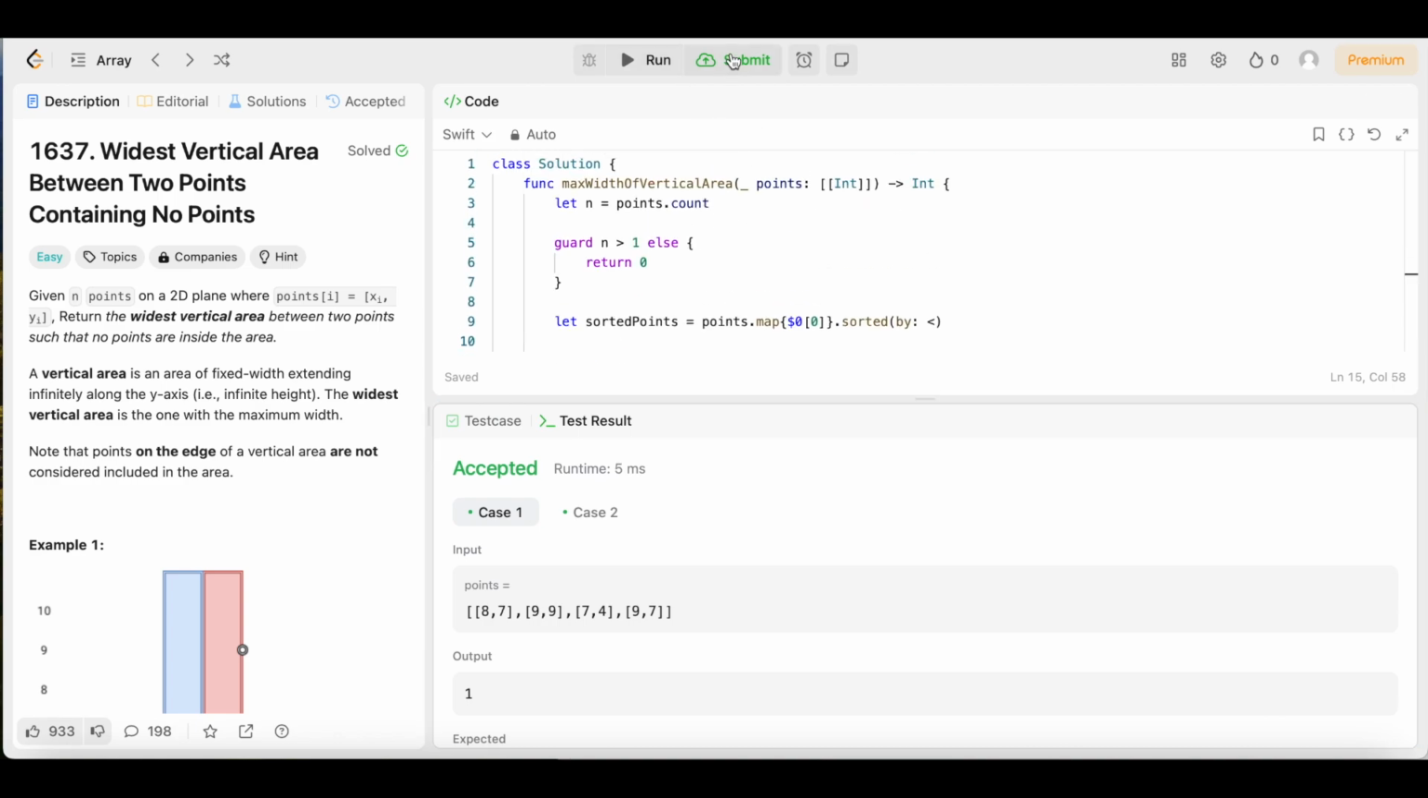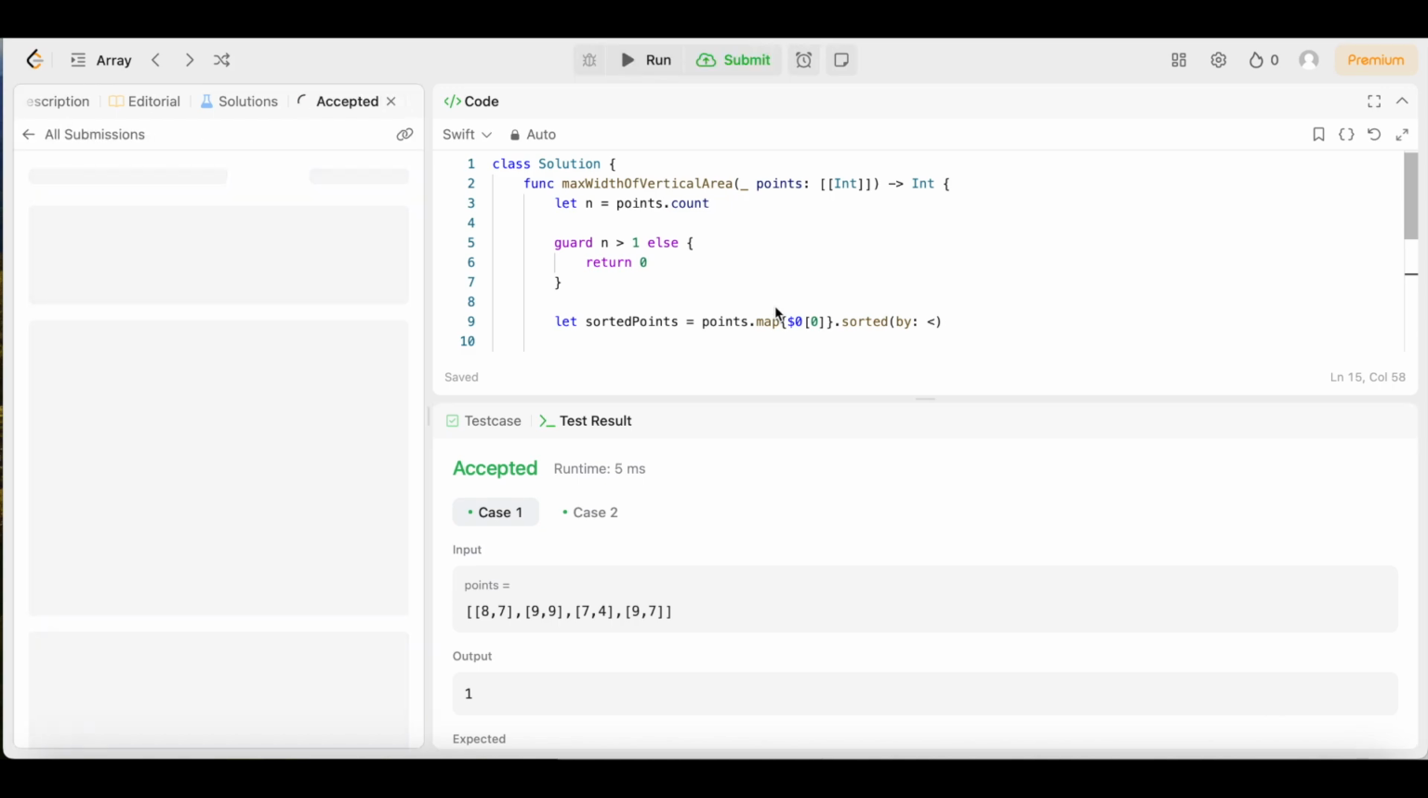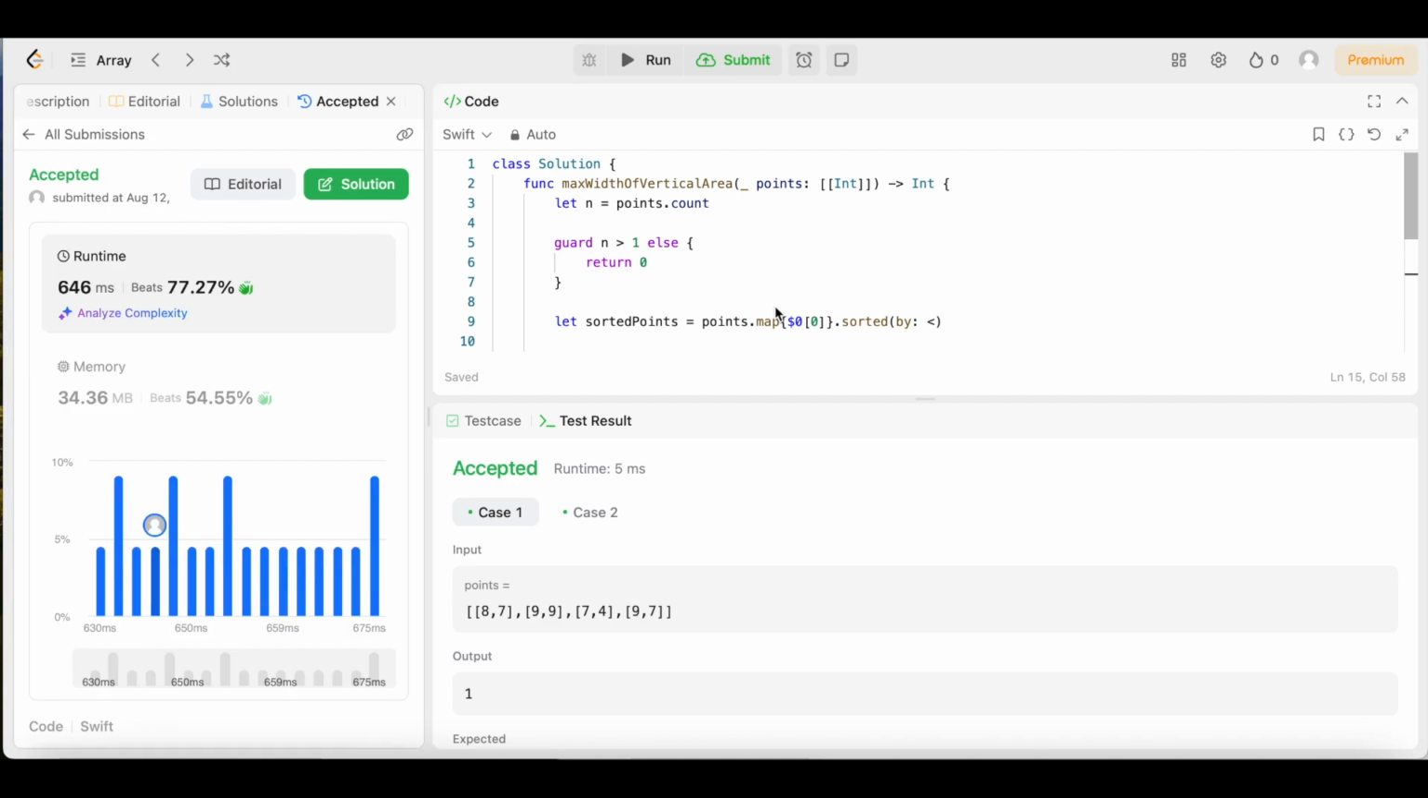So let's submit it and see if it stays accepted. Hopefully it does. It should. I don't know why it wouldn't, but you never know. And there it is, guys. 646 milliseconds beats 77.27% of users with Swift. That's what I like to see, y'all. That's what I like to see.